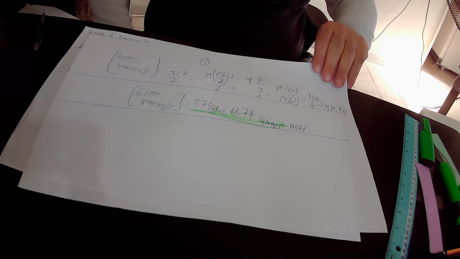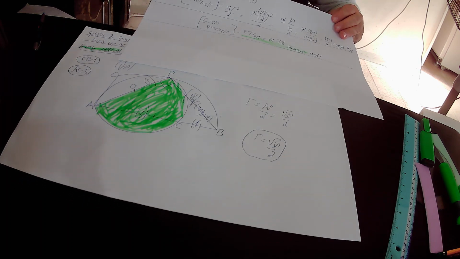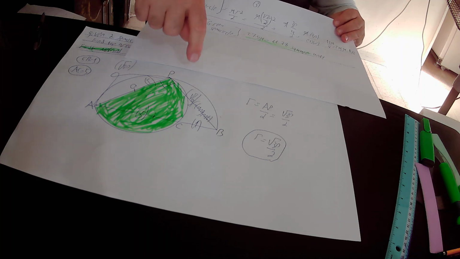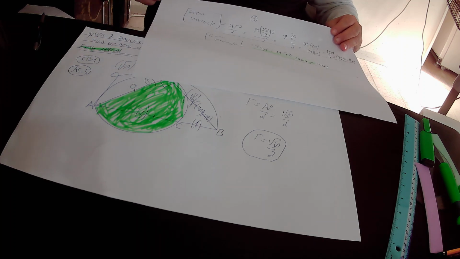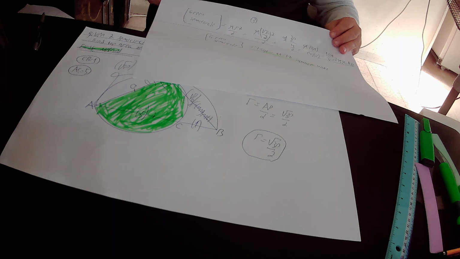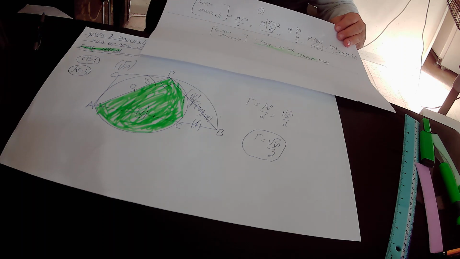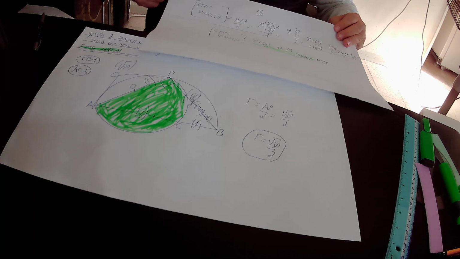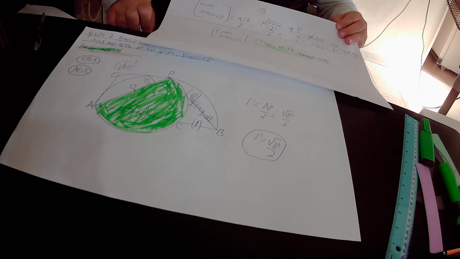So in conclusion, we found that in both methods, the area of this green semicircle equals either 3.75 pi square units, or in terms of numbers, 11.78 square units. Okay? Thank you very much.